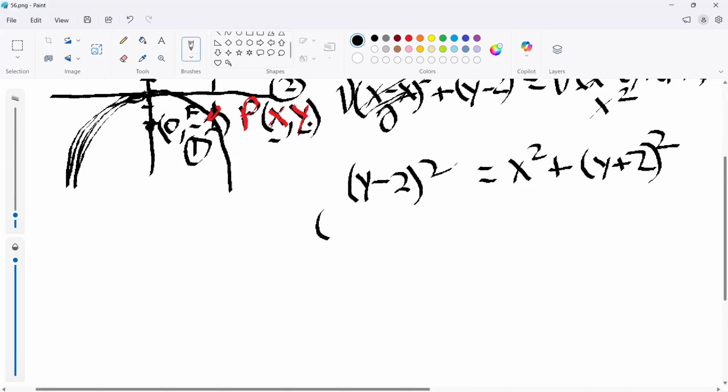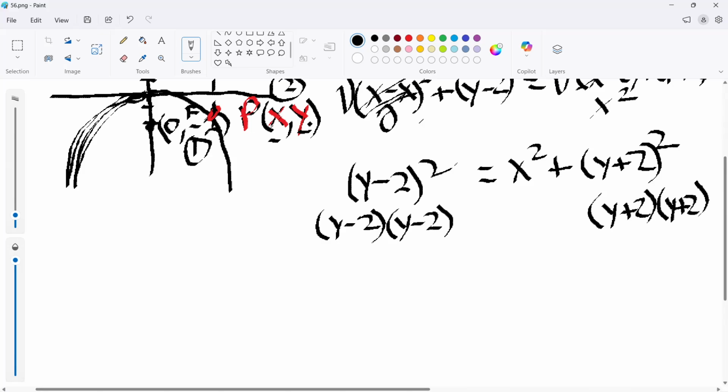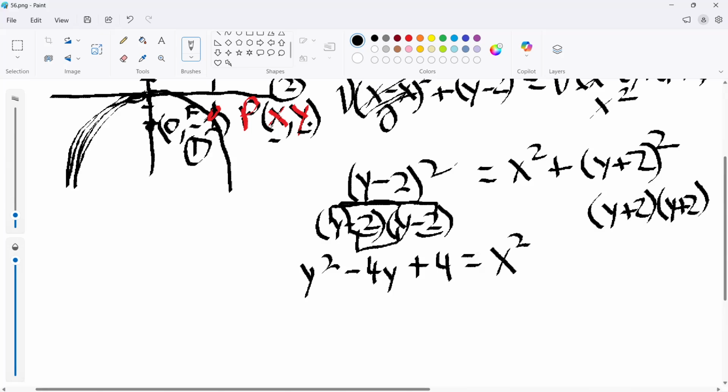I'm going to do y minus 2 times y minus 2. And this one I'm going to do y plus 2 times y plus 2. First times first is y squared. Inside, minus 2y, outside, minus 2y is minus 4y. Last times last, negative 2 times negative 2 is positive 4. Equals x squared plus, first times first, y times y is y squared. Inside 2y, outside 2y, plus 4y.